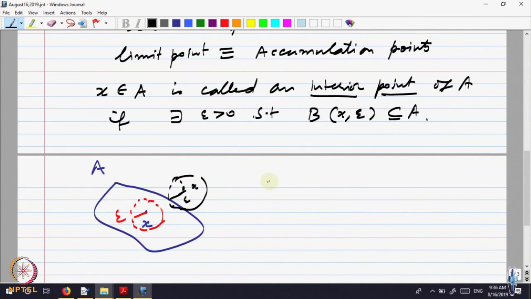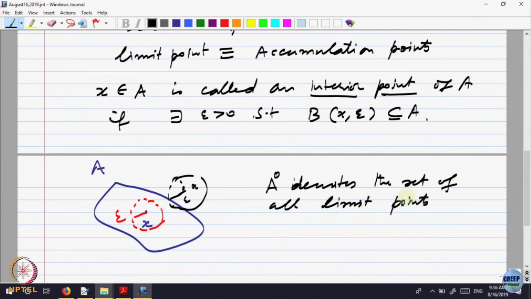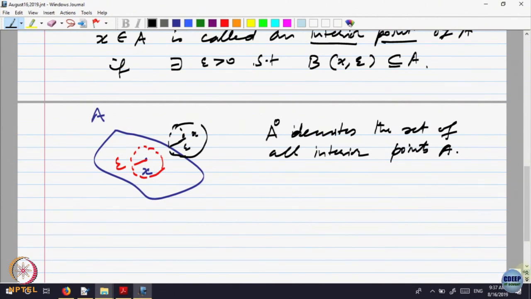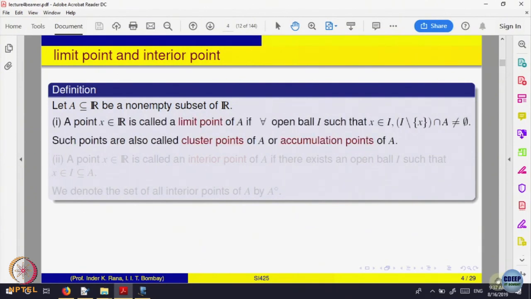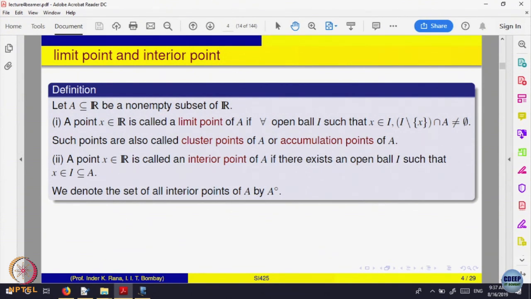Let us have a notation: A upper 0 denotes the set of all interior points, not limit points, interior points of the set A. So, here are some obvious properties. So, interior points and limit points. A point is a limit point if the open ball minus the center intersects A for every open ball, whatever the radius may be. And it is an interior point if there is some ball centered at x which is inside A. So, that is the interior, right? Clear?